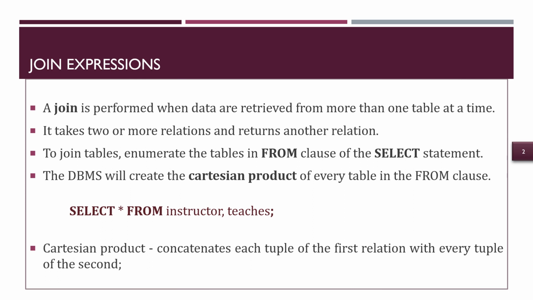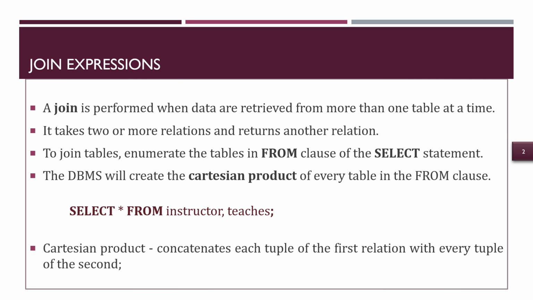A join operation is performed when the data to be retrieved are spread across more than one table at a time. So it takes two or more relations and returns another relation. To join tables, we have to enumerate the table list in the from clause of the select statement, and the DBMS will create the Cartesian product of every table in the from clause. For example, select star from instructor comma teachers. So a Cartesian product between the tables instructor and teachers will be performed when we execute this particular query.